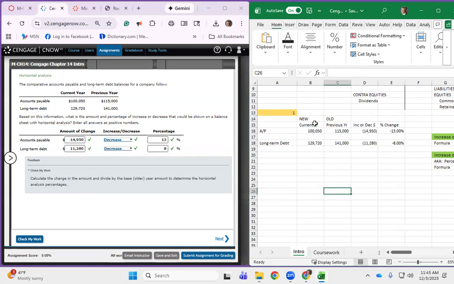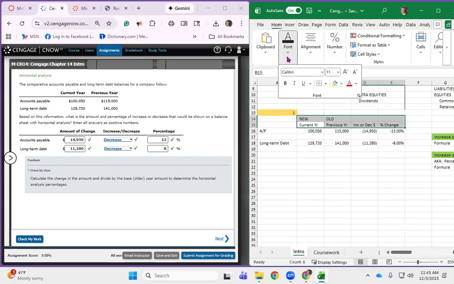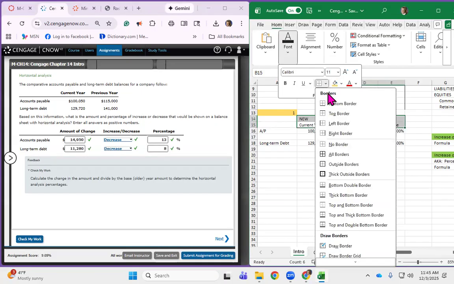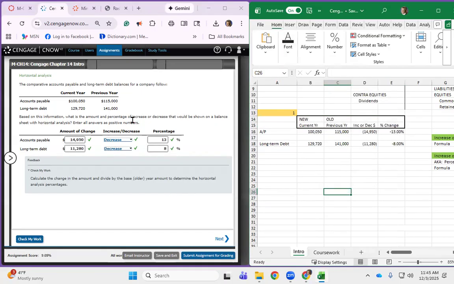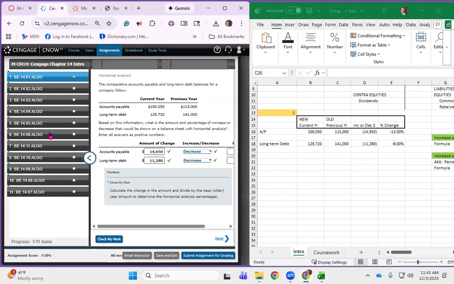Okay, you always want to subtract the old from the new. That is pretty important. You've got to do that or it won't come out right. Okay, I'm putting these all up here. So let's go on to the next one then.